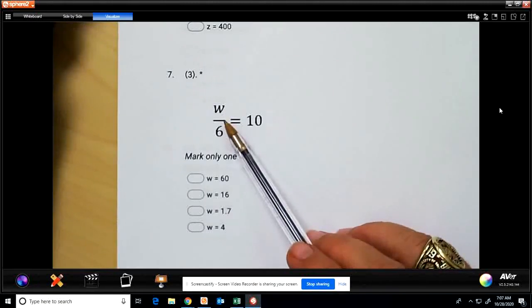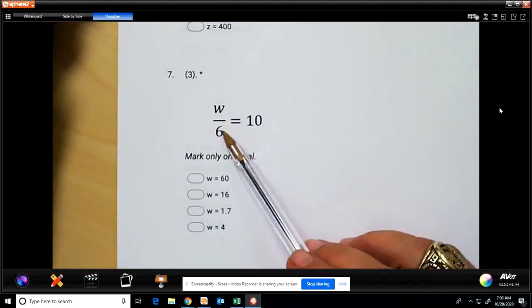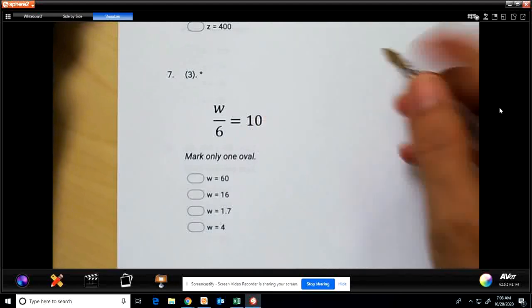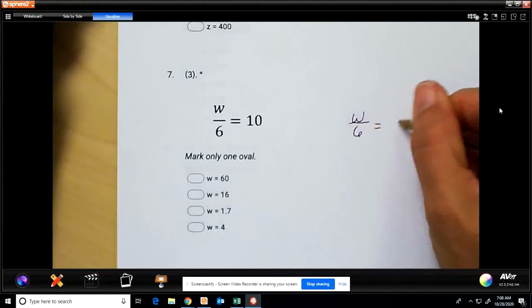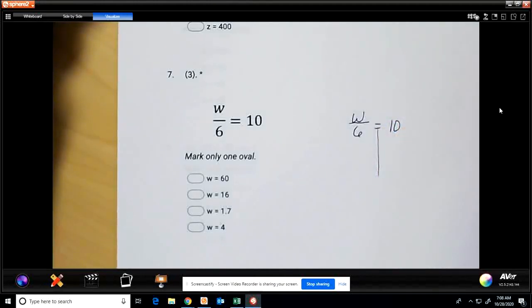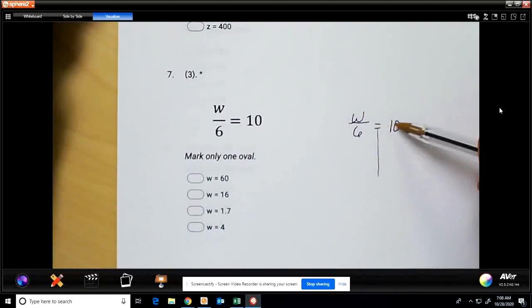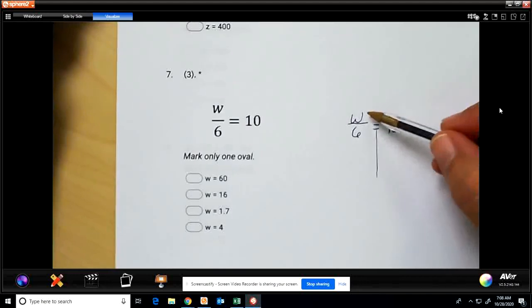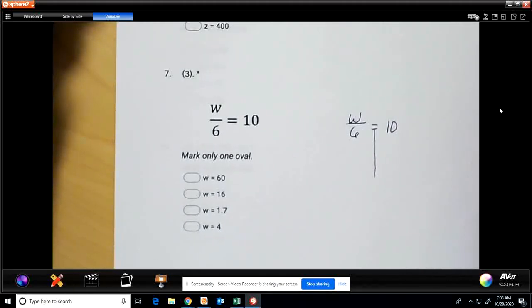Number 3. We have W divided by 6 equals 10. Again, I would come over here and write W over 6 equals 10. And you need to do the reverse operation. This is W divided by 6 equals 10, or the opposite operation. You're going to mark only one oval.